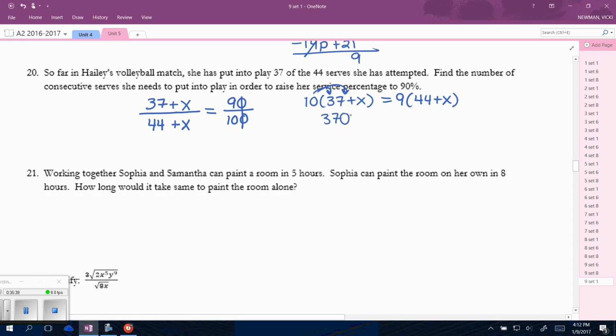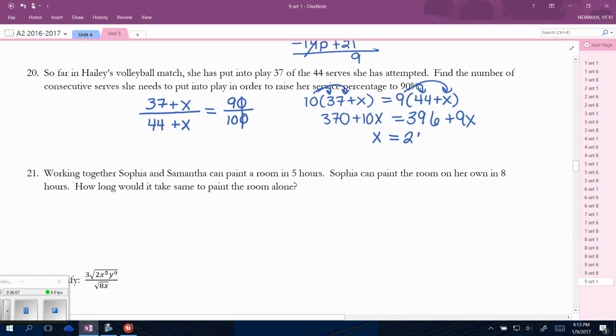370 plus 10x is equal to, I want to say, oops, 44 times 9 is 396. I was going to say something else. I'm glad I checked that. Plus 9x. I'm going to subtract the 9x over, and I'm going to subtract the 370 over and get 26.